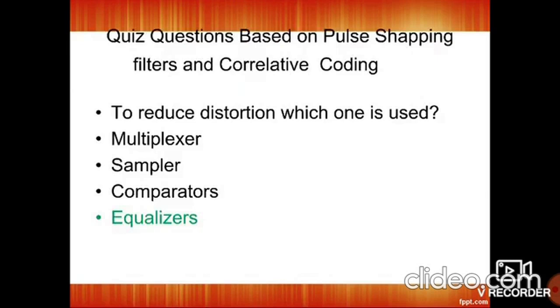Simply, pulse shaping is used for reducing inter-symbol interference, the presence of output due to other bits. The symbols which interfere with one another is called inter-symbol interference. So pulse shaping is to avoid inter-symbol interference.